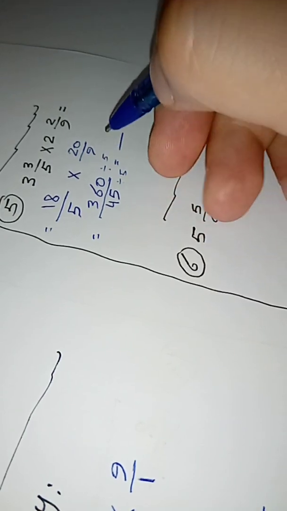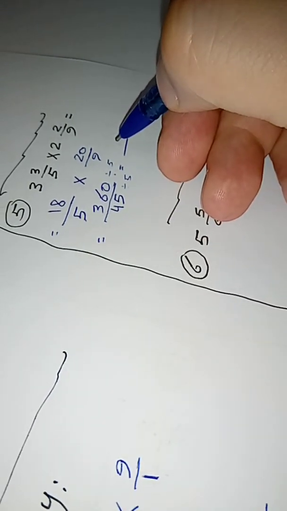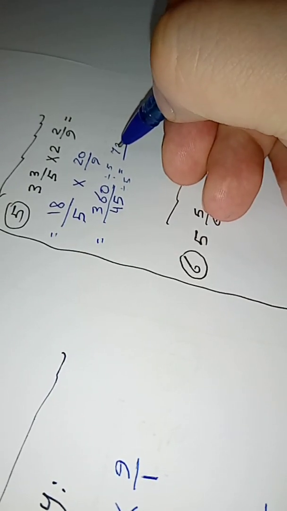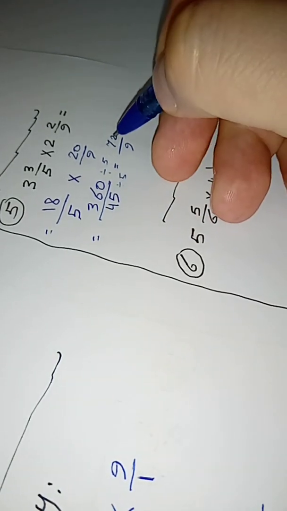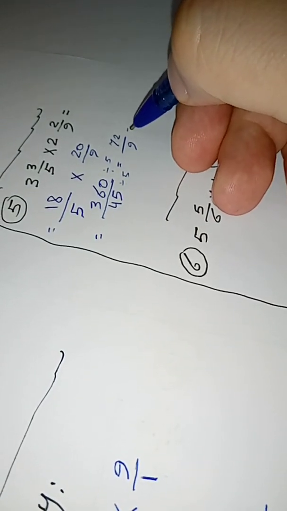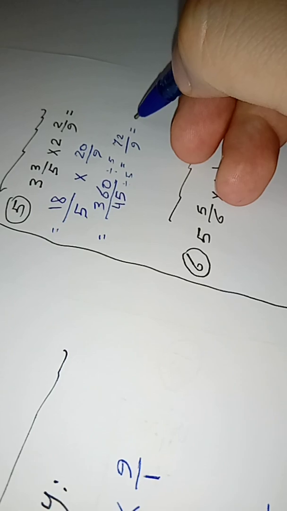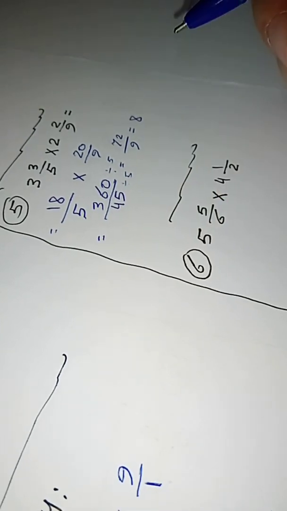360 divided by 5 will be 72. And here will be 9. Now 72 divided by 9 will be 8.